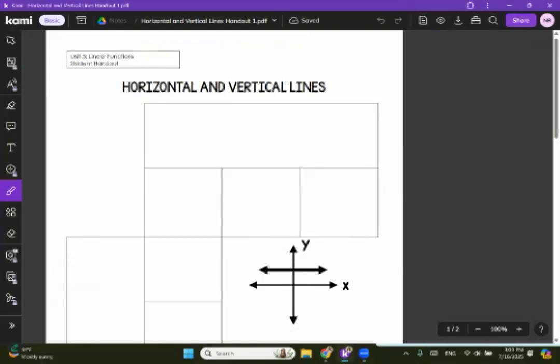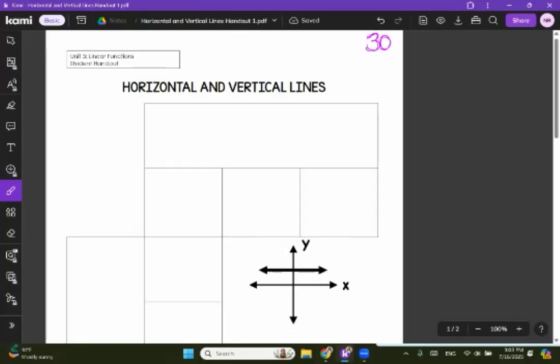Anyway, so Unit 3, we're going to start off something slow, something easy: horizontal and vertical lines. This is just an introduction to linear relationships or linear functions. This is going to be page 30, comes right after your Unit 3 cover page. Now we came up with an easy way to remember what the slope of horizontal and vertical lines would be.